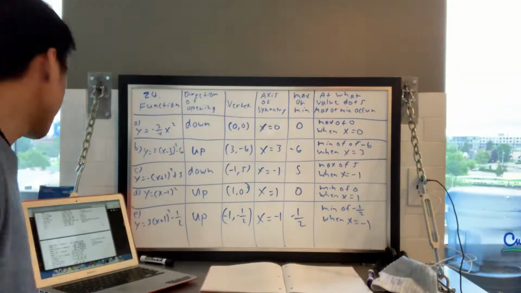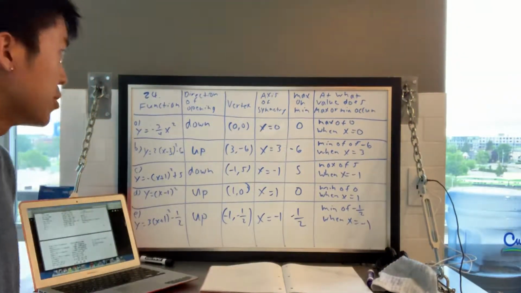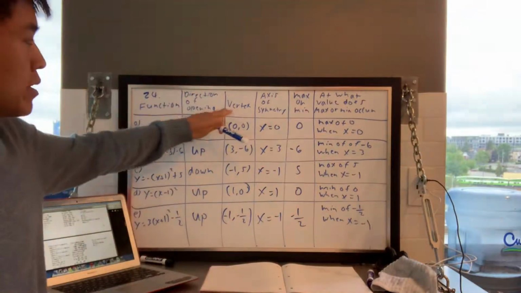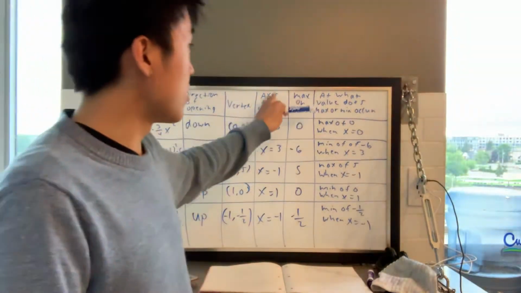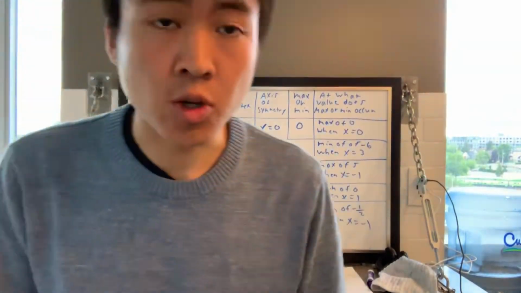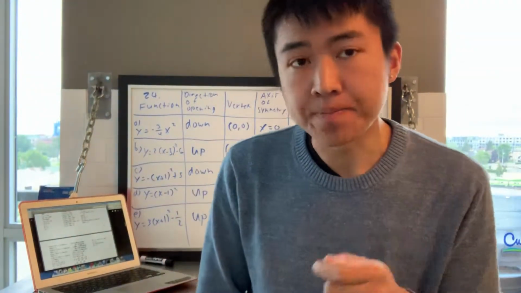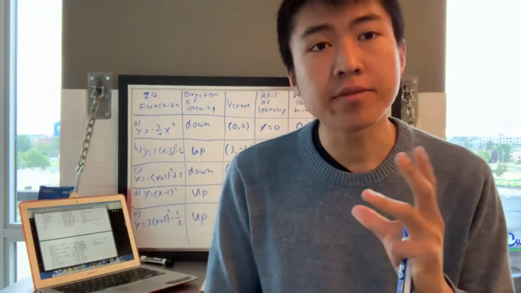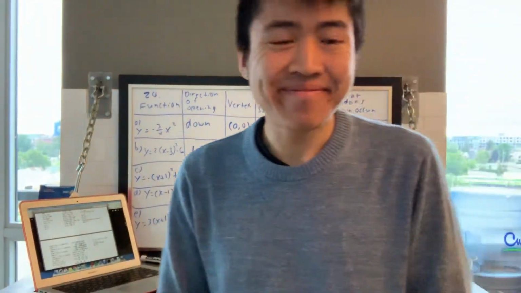Okay, so what we're supposed to do is fill in this table to talk about the direction of opening, the vertex, the axis of symmetry, max or min, and at what value the max or min occurs. Whenever a parabola opens up, it has a minimum. Now the sign of A tells you if the parabola opens up or down. If the sign of A is negative, the parabola opens down, kind of like a frowny face. And if you're smiling, it opens up because A, the leading term, is positive.